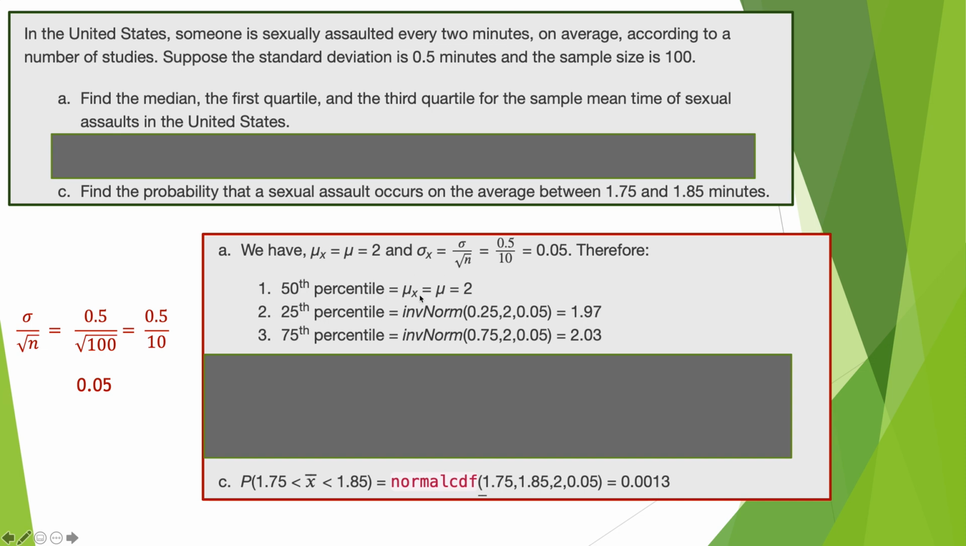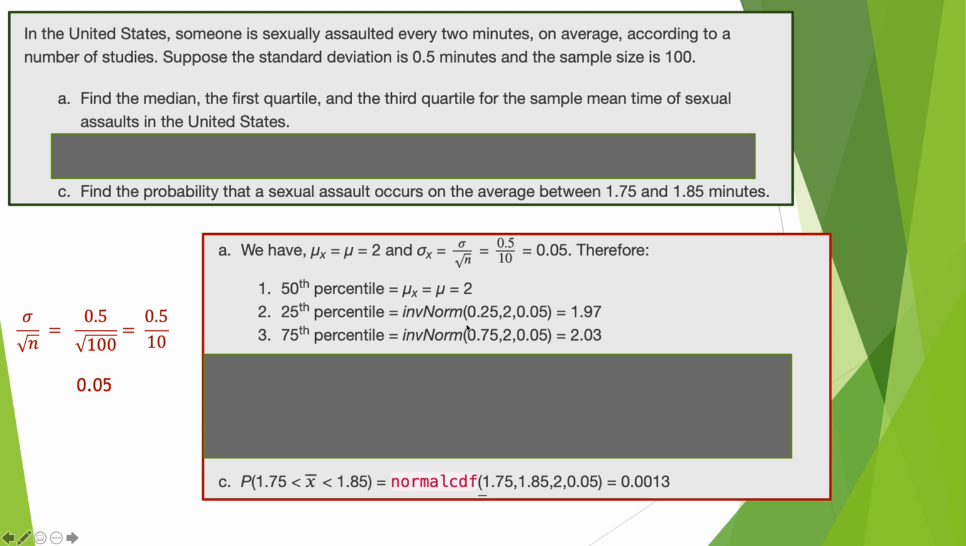Now, the 50th percentile, the mean equals the median equals the mode, which works out to be 2. So we know what that is. The 25th percentile, we'll just do inverse norm, 0.25, mean of 2, and then 0.05. Or you could do 0.5 divided by square root of 100. You get the same exact thing. And the calculator tells you 1.97, so that's the 25th percentile.